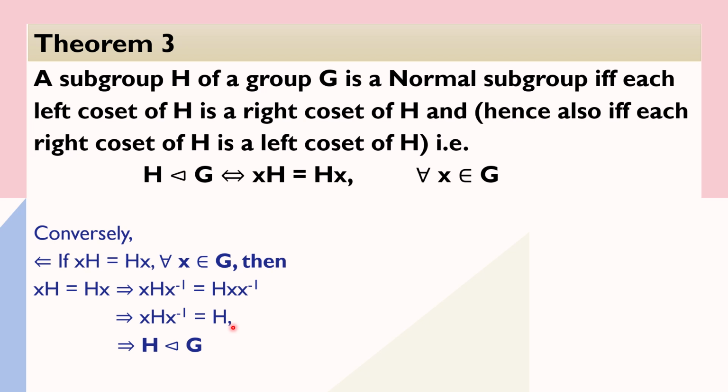Now according to theorem number 2, I forgot to write that statement here. Make sure you write that here. According to theorem number 2, when xHx⁻¹ is equal to H, then H is a normal subgroup of G, which we proved in theorem number 2. Okay, so according to that, H is a normal subgroup of G. Therefore, H is a normal subgroup of G if and only if xH is equal to Hx. So you proved both the sides. This is the proof for theorem number 3. It's a simple proof and also very important.